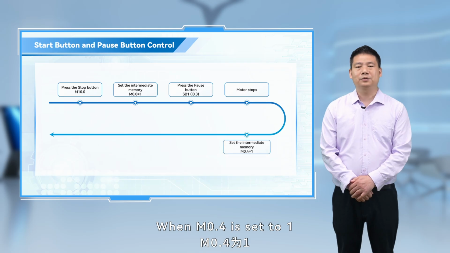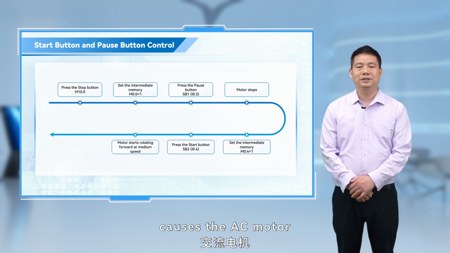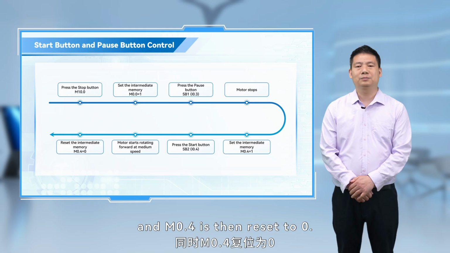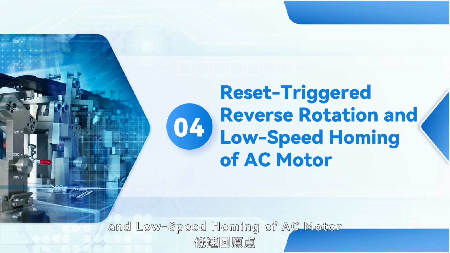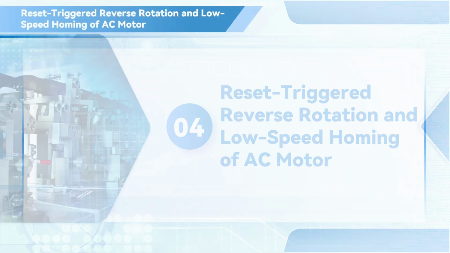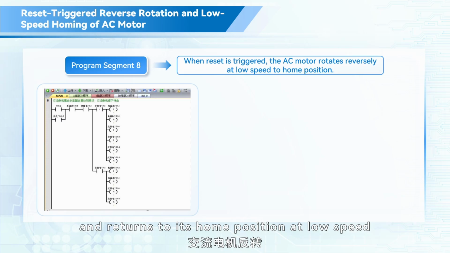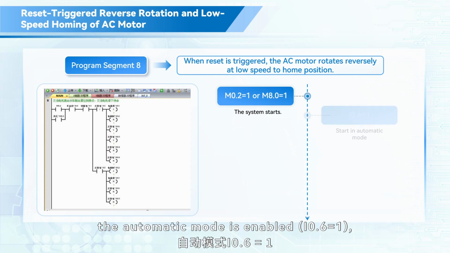When M0.4 is set to 1 and the start button SB2, I0.4, is pressed, a rising edge trigger causes the AC motor to start rotating forward at medium speed, and M0.4 is then reset to 0. 4. Reset triggered reverse rotation and low speed homing of AC motor. Program Segment 8 explains how the AC motor reverses and returns to its home position at low speed when a reset is triggered. When M0.2 equals 1 or M8.0 equals 1, the automatic mode is enabled, I0.6 equals 1.